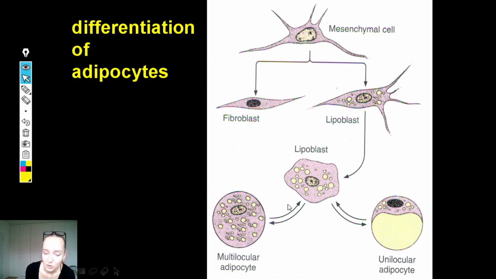Or they can create something called multilocular adipocyte, which has many lipid droplets inside the cytoplasm, and it's very typical for the brown adipose tissue. These cells create brown adipose tissue, and these cells create just normal adipose tissue in the human body. But remember this lipoblast, undifferentiated cell, right here. It's very similar to multilocular adipocyte. Sometimes you cannot really differentiate: is this a lipoblast or is it a multilocular adipocyte? So sometimes it's hard to tell.